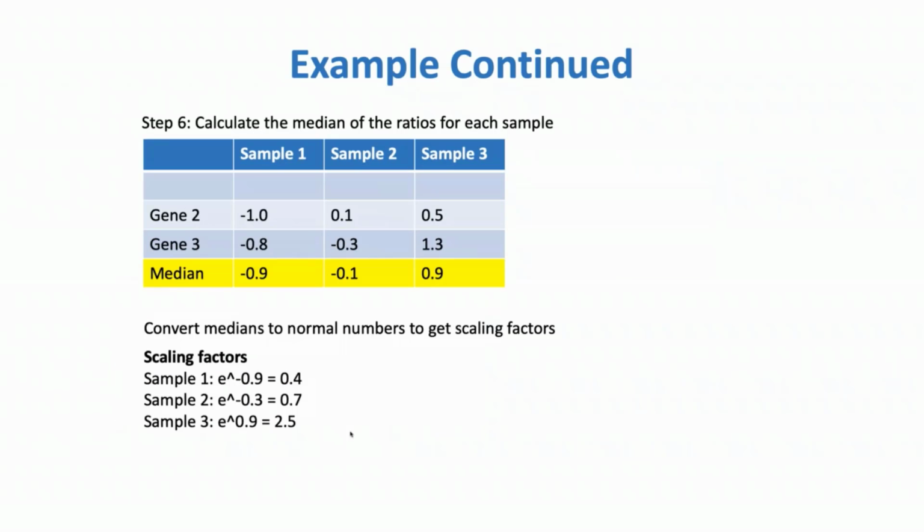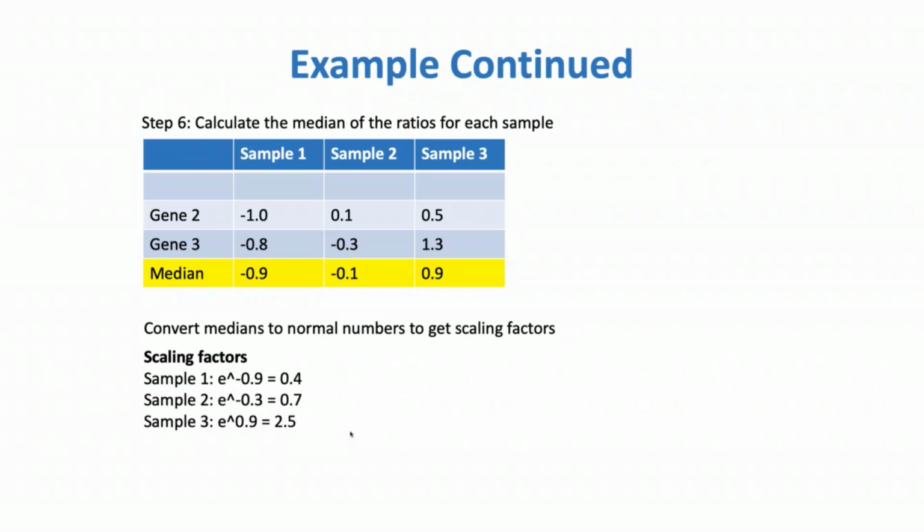And so from these centered genes, we can now calculate a median for these log values that we found. And the median is, again, to make it more stable against outliers. And this is now our final scaling factor, because it tells us how much we have to correct sample 1, 2, and 3.